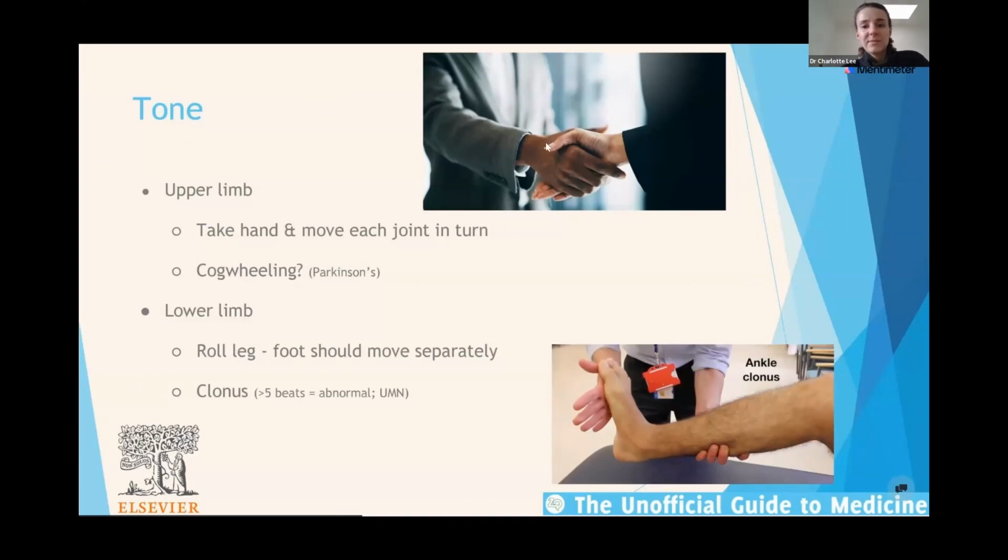So I've put this picture here of a handshake. This is how I find is the best way to approach tone in the upper limb. You ask the patient, can you take my hands? And you offer them your hand as if shaking a hand.